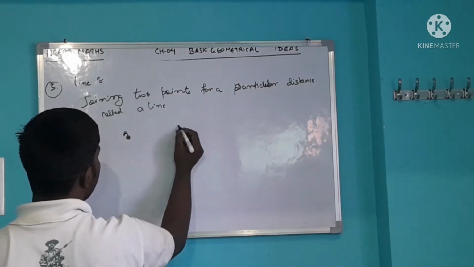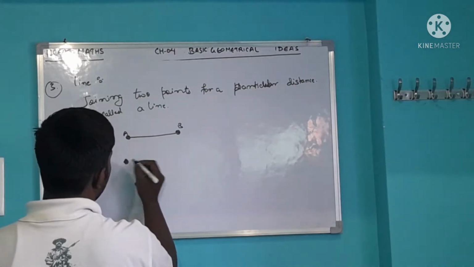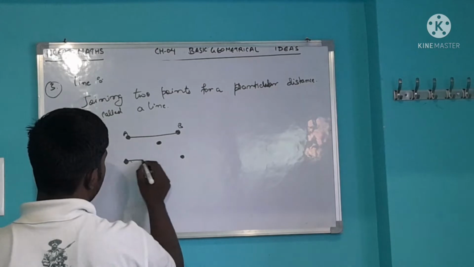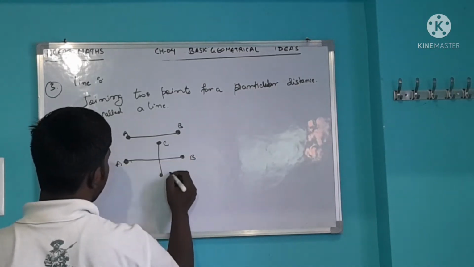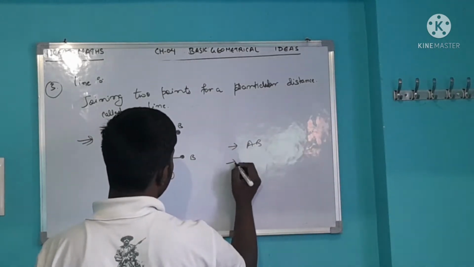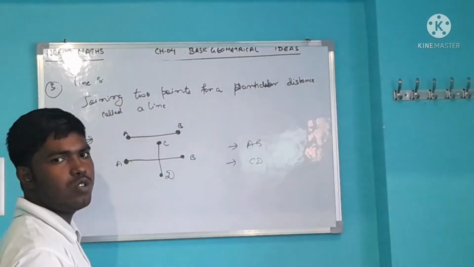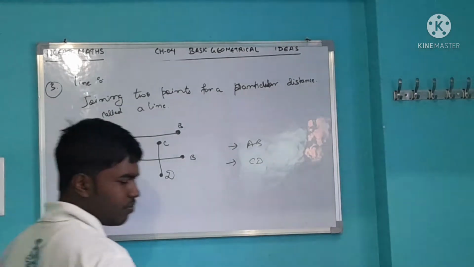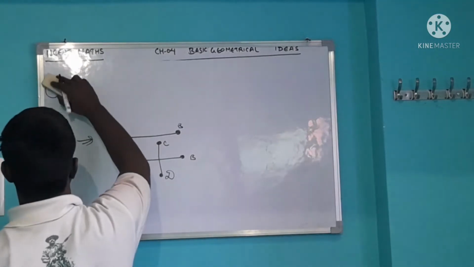We have points A and B. This is your first. Again we have 2 points but in 4 directions: A, B, C and D. So here we have 2 lines, AB and CD. So the line is formed by joining of 2 points at a particular distance, and is called a line. This is our third topic.